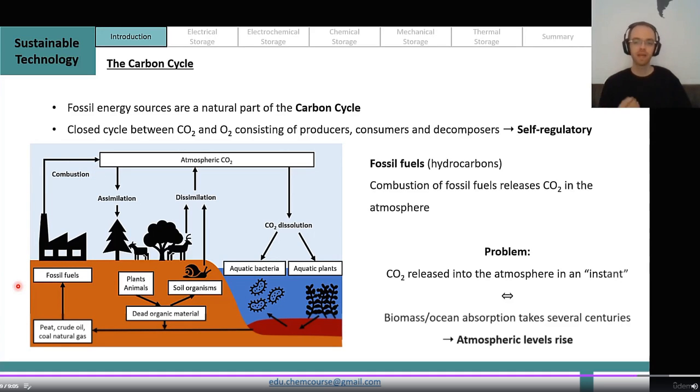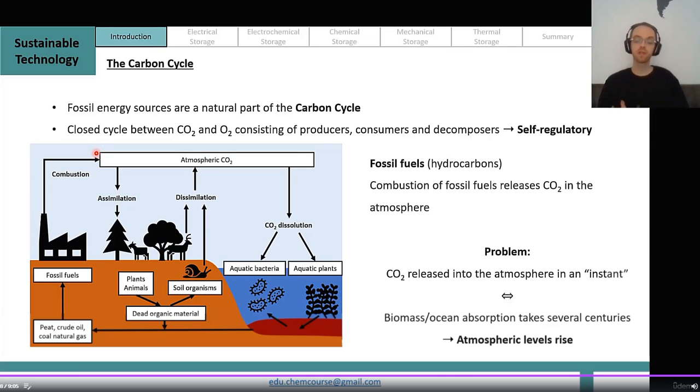The problem here again is that the carbon dioxide released into the atmosphere happens more or less instantly compared to geological timescales, and the biomass and the ocean absorption of CO2 takes several centuries to convert this kind of biomass into fossil fuels. And this yields a net rise in atmospheric CO2 levels because all of these dissolution processes here, and this conversion into new fossil fuels, as well as this assimilation from plants, cannot happen fast enough to keep up with this huge amount of carbon dioxide released through the combustion of these fossil fuels.